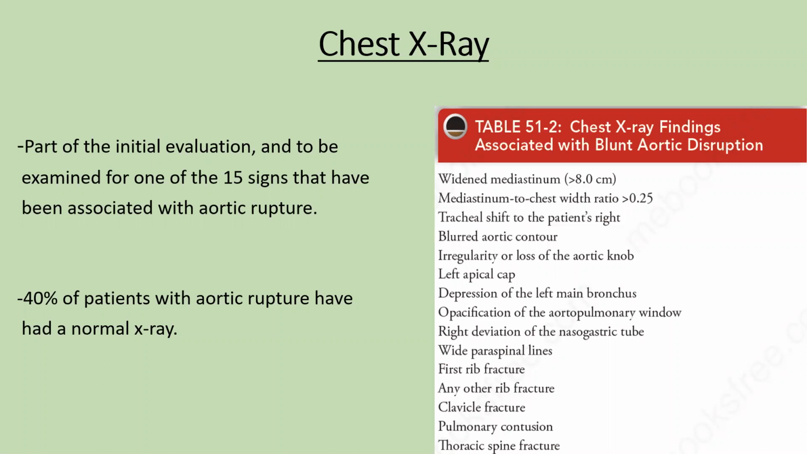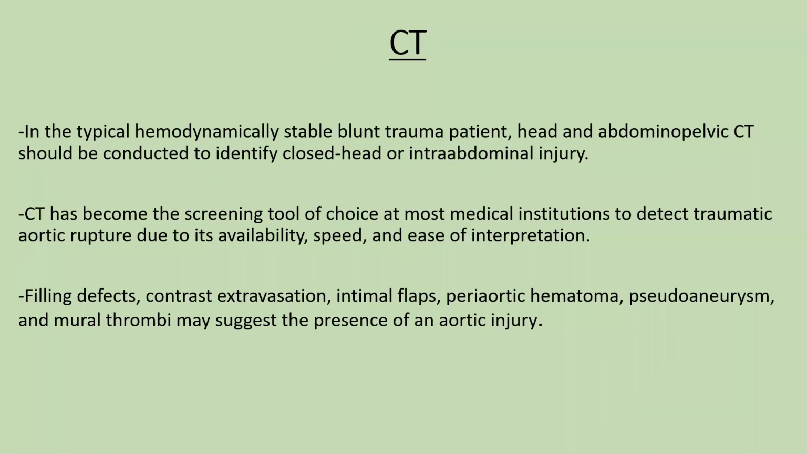But 40% of patients with aortic rupture have a normal X-ray, which takes us to the second imaging method, which is the CT. In the typical hemodynamically stable blunt trauma patient, head and abdominopelvic CT should be conducted to identify closed head or intra-abdominal injury. CT has become the screening tool of choice at most medical institutions to detect traumatic aortic injury due to its availability, speed, and ease of interpretation.